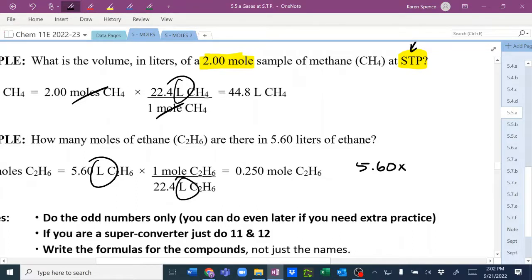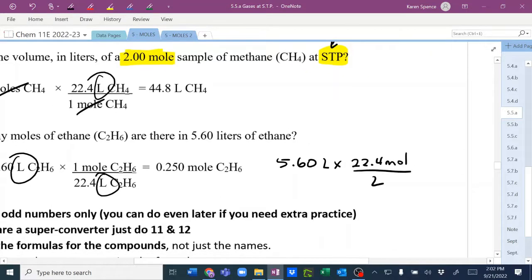That's the only mistake that people make. Sometimes they'll write 5.60 liters times 22.4 moles per liter, right? And that's the kind of mistake that I will see from time to time. It's just a matter of going, oopsie, I put the 22.4 in the wrong place. It should be times 1 mole per 22.4 liters. There we go.